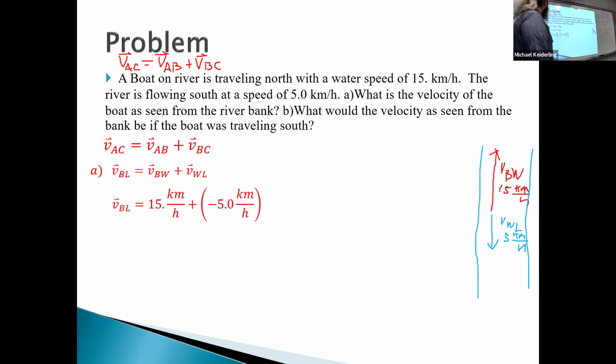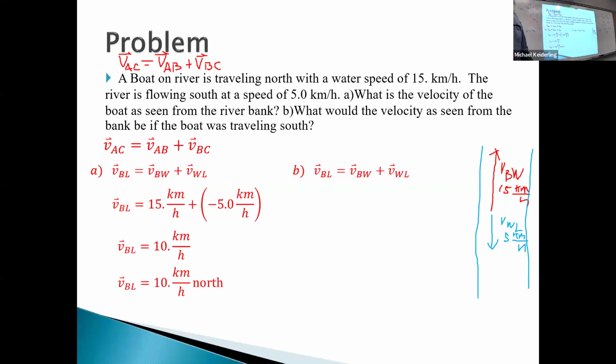So we can plug those in. The velocity of the boat with respect to the water is positive 15 kilometers per hour, because we're going to call north positive, just by convention. And the velocity of the water with respect to the land is minus 5 kilometers per hour. So 15 minus 5 is 10 kilometers per hour. So 10 kilometers per hour north.